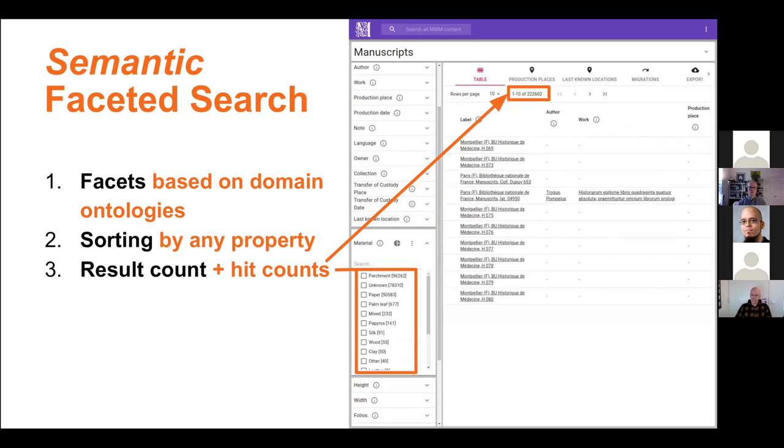And then about the result count. With properly implemented domain ontologies, we can show the total number of results, and we can also calculate beforehand all the hit counts for different selections within this facet. So I don't have to click silk in order to know that there are 91 results for the material silk.